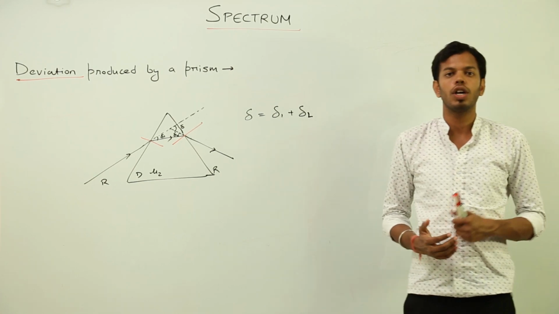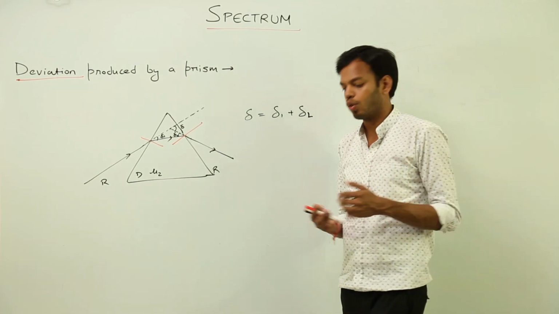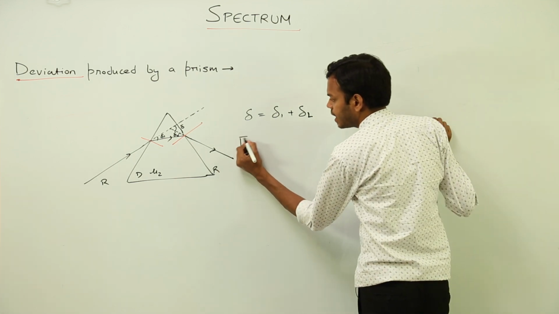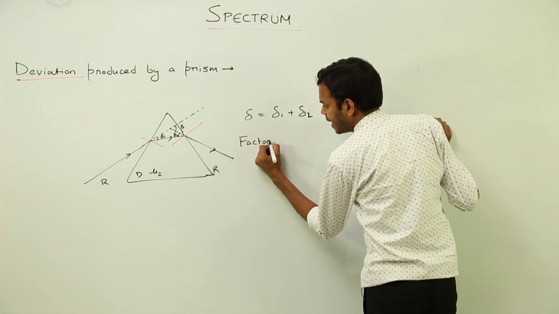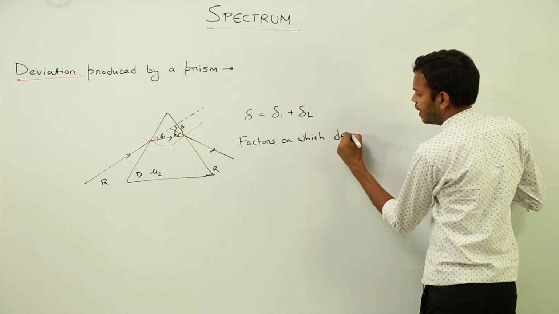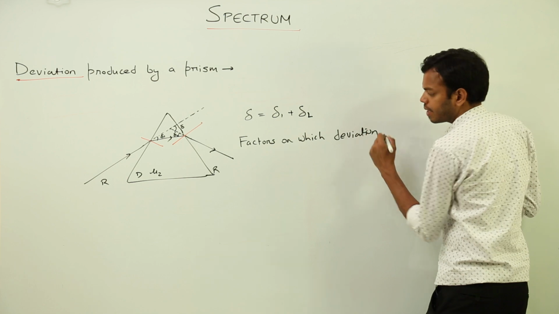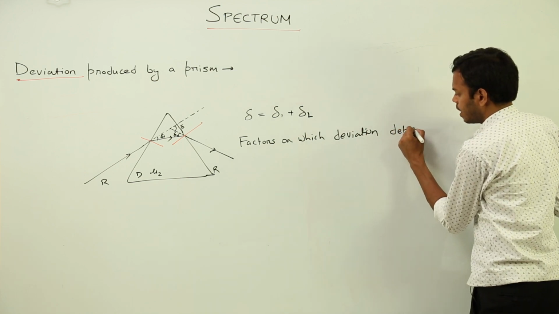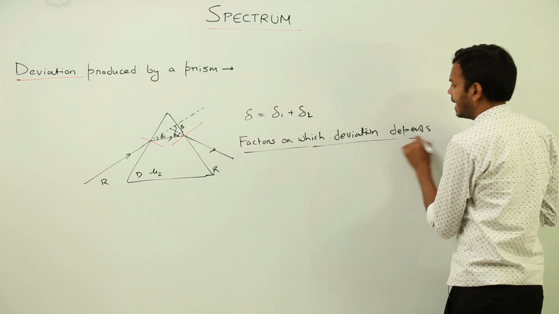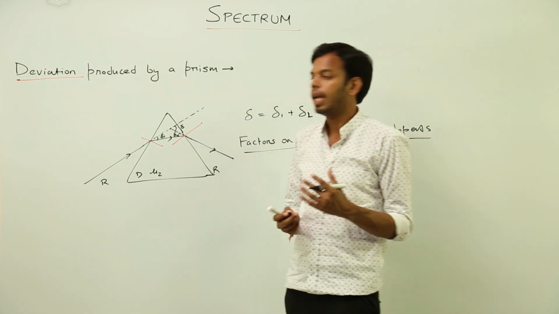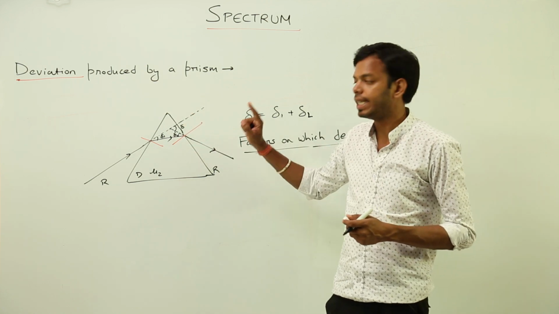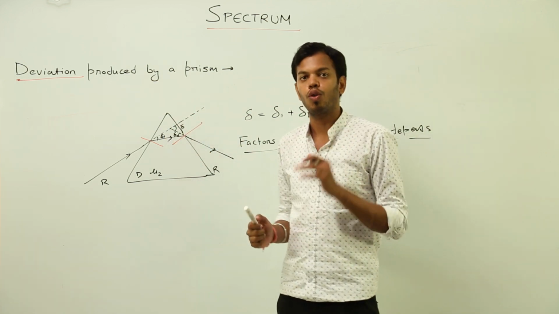So now that we have already studied deviation, if I have to write the factors on which deviation caused by prism depends, what are the factors you should write? Obviously the refraction has to be taken into consideration, but do you think the angle of prism takes a part in this? Yes, because first of all, what is the angle of prism?